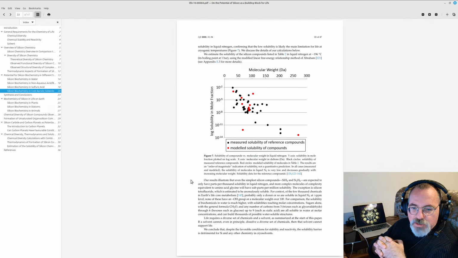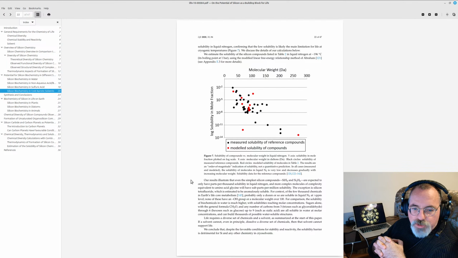For context, of the few thousand chemicals in Earth's life core metabolism, probably only a dozen or so are soluble in liquid N2 at less than parts per million level. None of these have an OH group or a molecular weight over 100. For comparison, the solubility of biochemicals in water is much higher, with solubilities reaching molar concentrations.